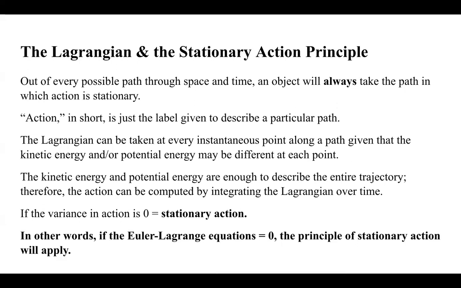What this really means is that you can't assume that the kinetic and potential energy will be the same throughout an entire object's path. Therefore, the kinetic and potential energies are enough to describe the entire trajectory. Therefore, the action can be computed by integrating the Lagrangian over time. If the variation in that integral, the action, is 0, then we know that it is stationary action. In other words, which is more applicable to us, if the Euler-Lagrange equations shown on the previous slide equal 0, then the principle of stationary action will apply.